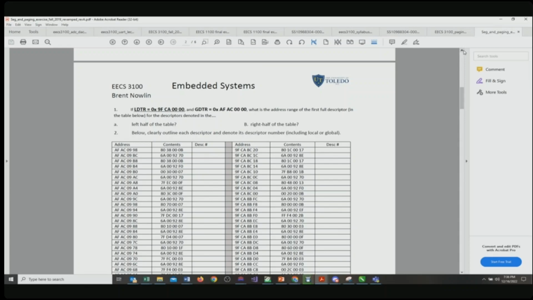So if the data segment register contains this and the extra segment register contains this, and we wanted to know what descriptors these segment register values were pointing to, we have to break them up, remember? We have to break them up and grab the first 13 bits, and we also have to look at the table indicator bit.